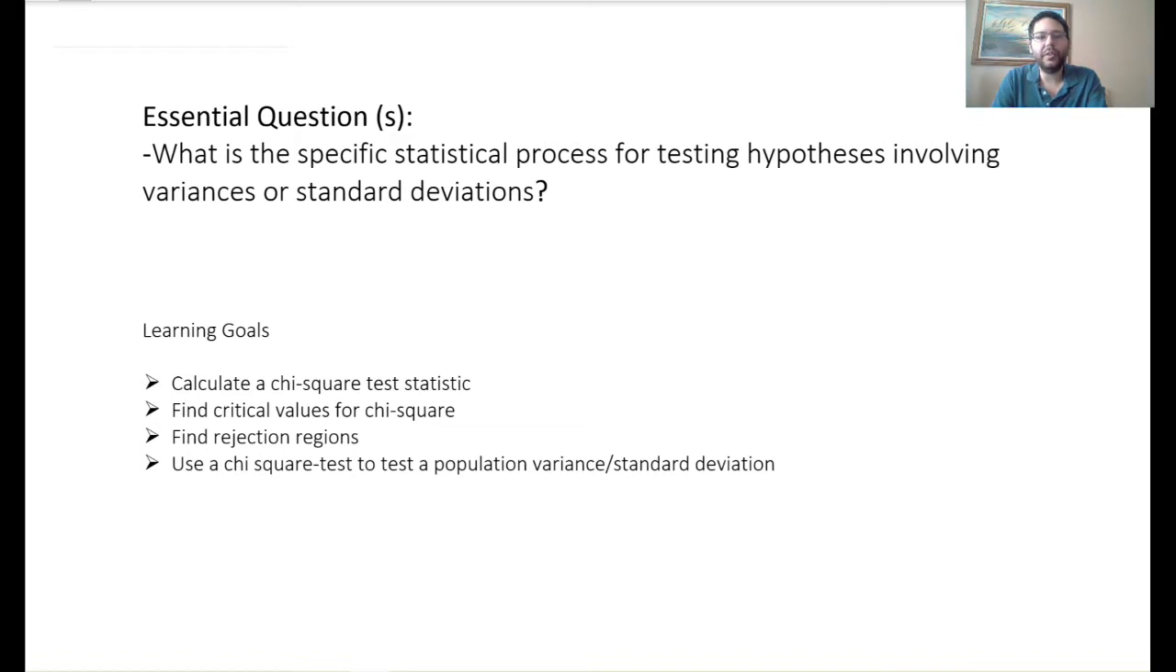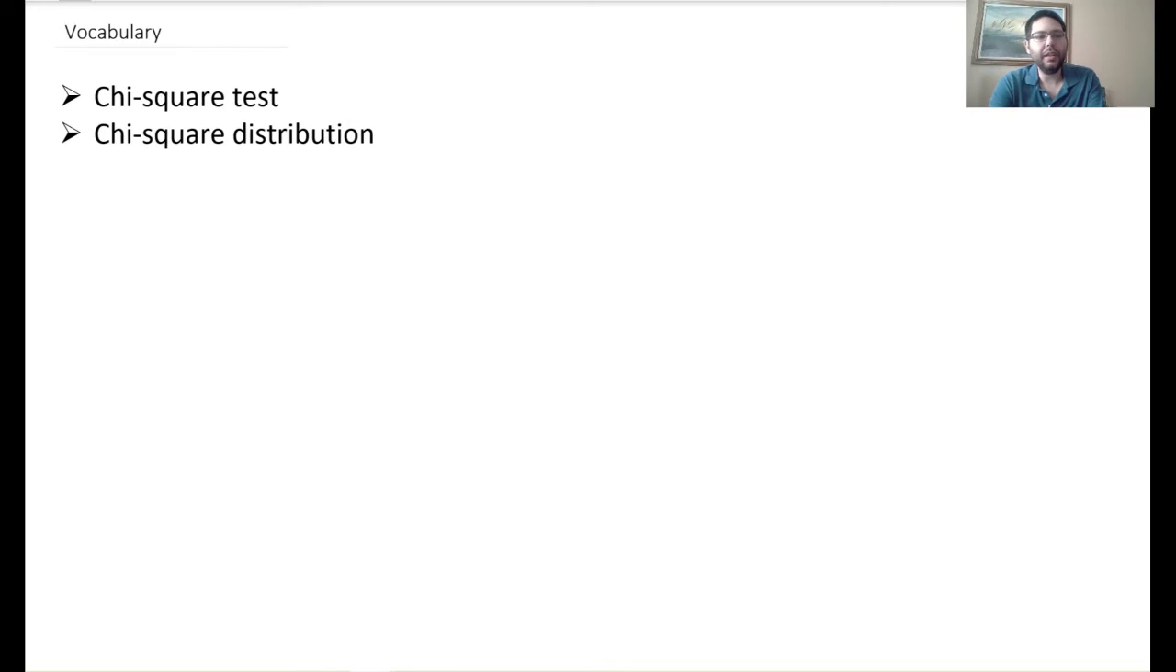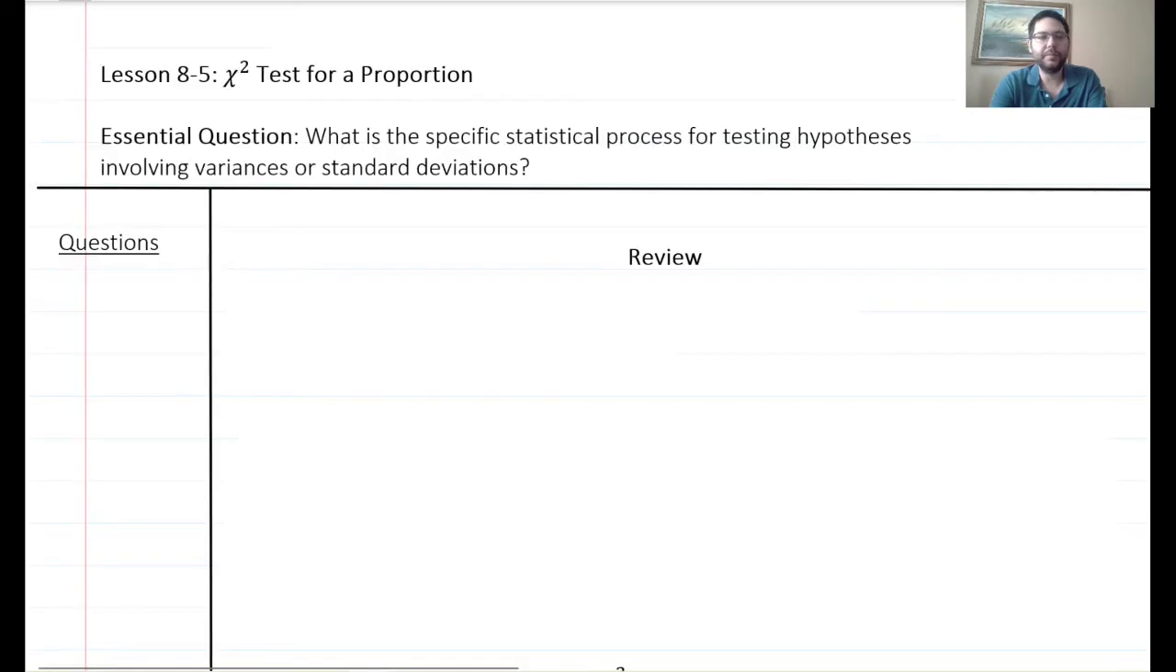So the learning goals of this lesson are to calculate a chi-square test statistic, find critical values for chi-square, find rejection regions, and use a chi-square test to test a population variance or population standard deviation. All right, so the vocab includes the chi-square test as well as the chi-square distribution.